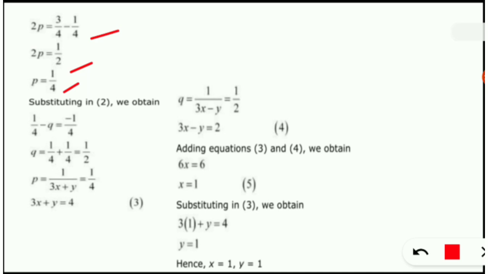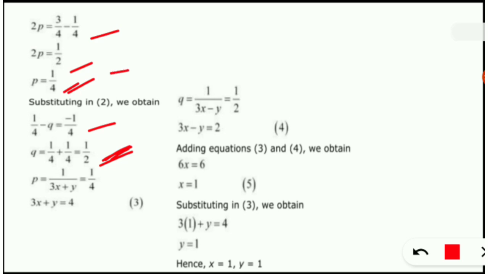Substituting in equation 2, we put p equals 1 by 4 in p minus q equals 1 by 4. So 1 by 4 minus q equals 1 by 4, so q equals 1 by 4 plus 1 by 4, that means q equals 1 by 2.